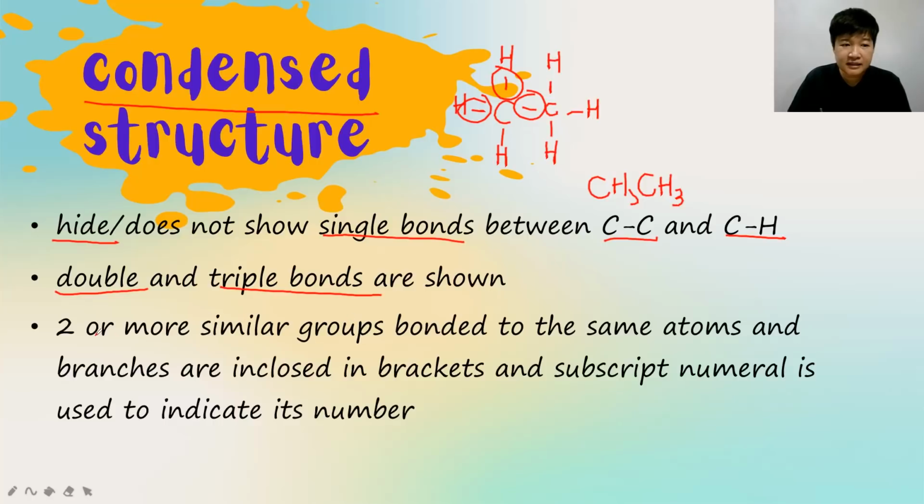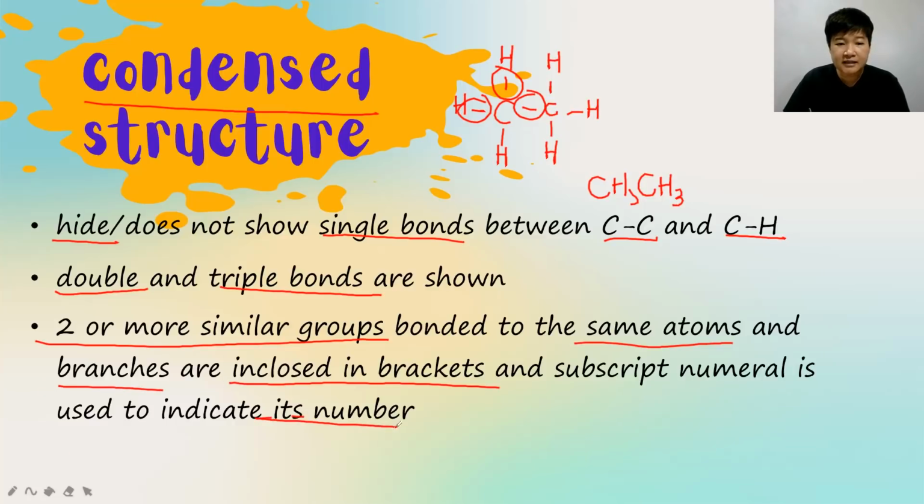Last but not least, if I have two or more similar groups bonded to the same atom and branches, the number of the atoms or branches will be the subscript. For example, I have a CH3. So I started off with a CH3 and I draw it in the form of expanded so that you can clearly see it. And then this carbon over here is holding 2 Cl.